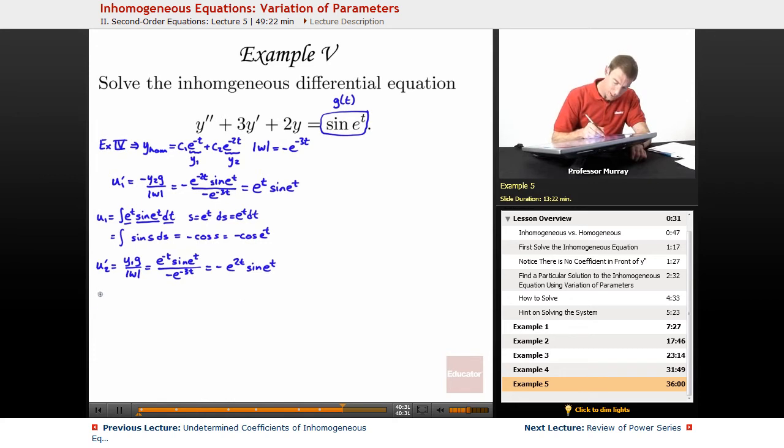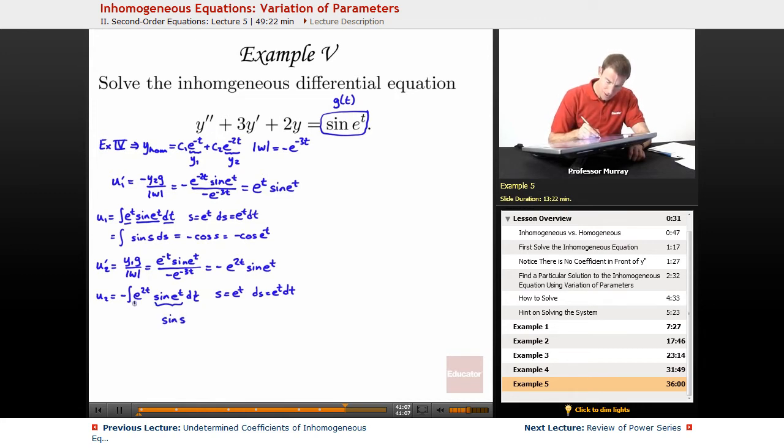To get u2, I have to integrate that. So u2 is the integral of that. I'll pull the negative outside. So e to the 2t times sine of e to the t dt. And we can solve this one using the same substitution. I'll get my s is e to the t, ds is e to the t dt. And so this part will give me a sine of s.